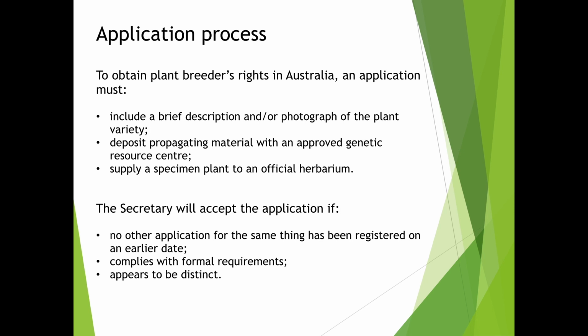The Secretary will accept the application and grant plant breeders' rights over the plant variety if no other application for the same thing has been registered on an earlier date. It must also comply with the formal requirements under the Act. Some of these formal requirements include listing the name and address of the applicant, the name and description of the plant variety, the plant variety's location, the names of the parent varieties used to breed the plant, and the way in which it was bred. The new plant variety must also be distinct in nature.